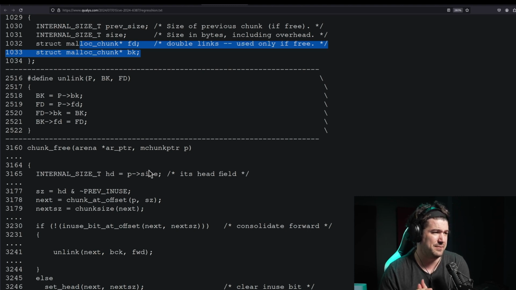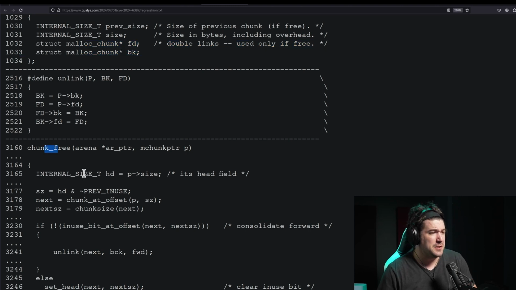All right, define unlink, P, BK, FD. So chunk free takes an arena. Oh, so these are memory arenas. Oh, fantastic. Our brains are going to hurt after this.